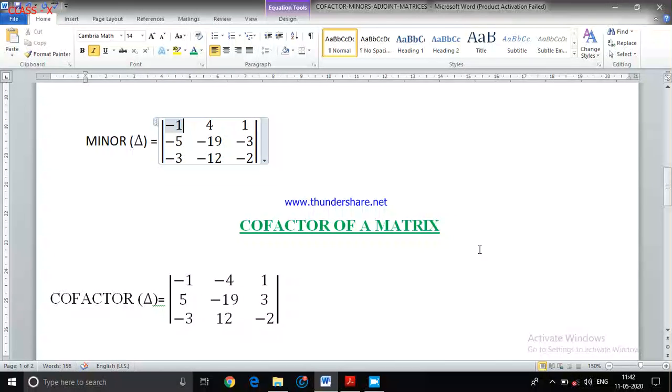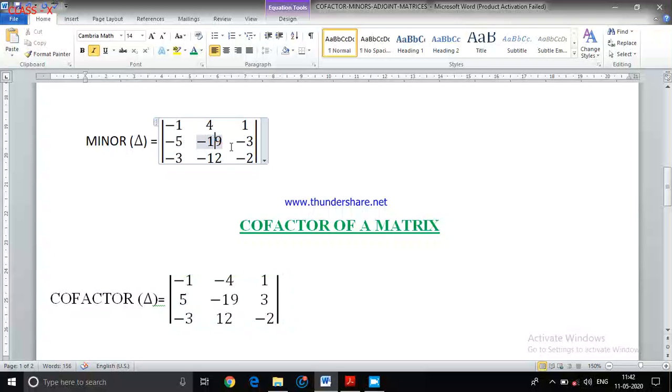This is A11 element. So 1 plus 1 is 2, even number, no change in the sign here. Here the element is A12, 1 plus 2 is 3, 3 is an odd number, that's why I change the sign here. And here the element is 1, 3, first row, third column, 1 plus 3 is 4, so even number, no change in the sign. When I come here, minus 5 is A21 element. A21 means 2 plus 1, which is 3. 3 is an odd number. That's why minus 5 is becoming plus 5.